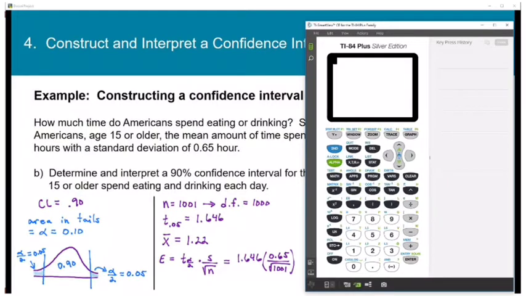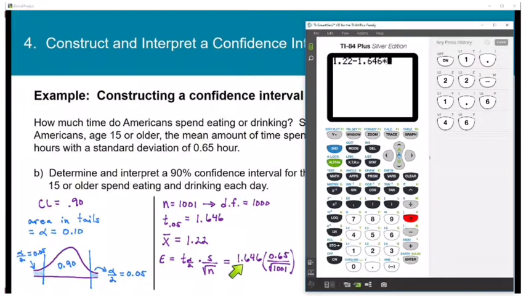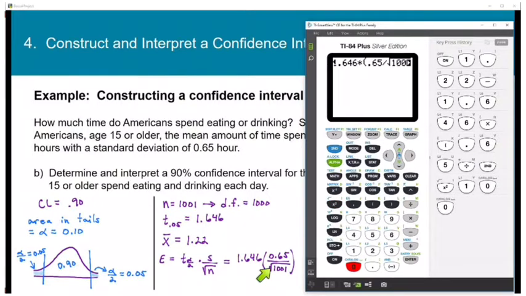Okay, now I've got the calculator up here, and I want to show you how to do x bar minus E and x bar plus E the easiest way possible. So I'm going to go ahead and enter 1.22 minus 1.646 times parentheses 0.65 divided by the square root of 1001. And you'll see when I press enter, I get 1.186. Now, I don't want to have to enter all of this again.